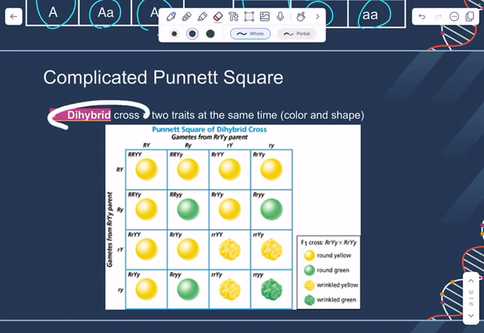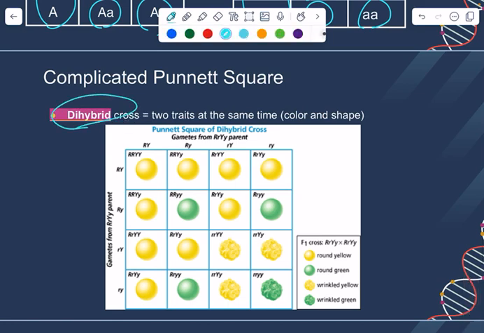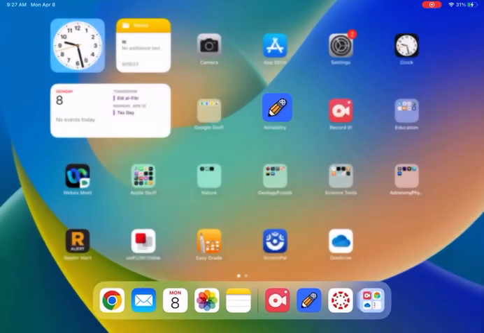Now, there are also complicated Punnett squares. These are called dihybrid crosses, where you figure out the traits of 2 things at a time, so in this example, color and shape. You do not need to know how to do this, but I just wanted to show you one to show you how complicated genetics can be, because like I've said before, a lot of traits that you have are controlled by more than one gene, meaning more than one pair of alleles. So this would be one of those cases, for example. So hope that makes sense.